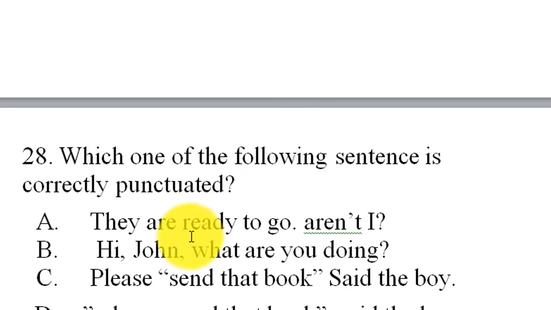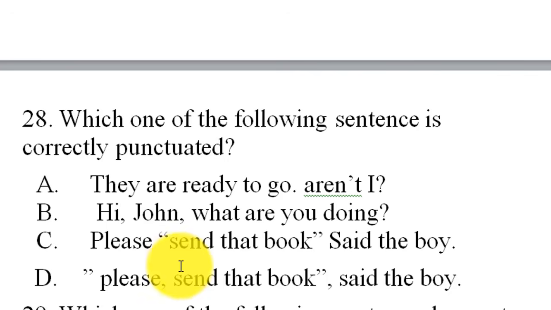Which one of the following sentences is correctly punctuated? They are ready to go aren't I full stop, no, wrong. Hi John what are you doing, hi John what are you doing, there is a comma, wrong comma, and no, that's also wrong punctuation. Please send that book said the boy. Please, there must be a comma, and this must be a small letter. Please, comma, send that book, and there is a comma and this must be a small letter, absolutely right.